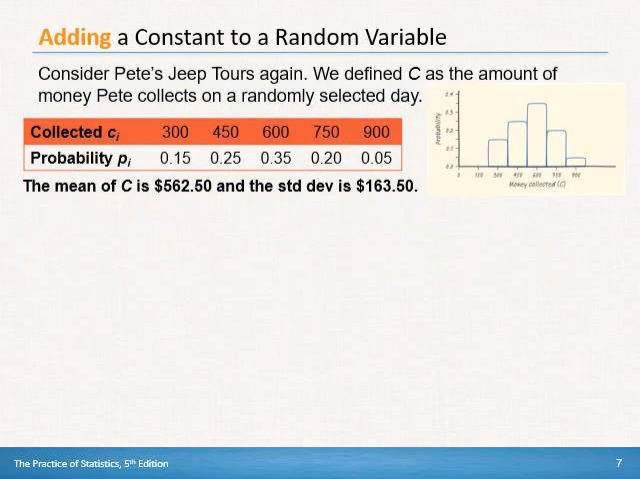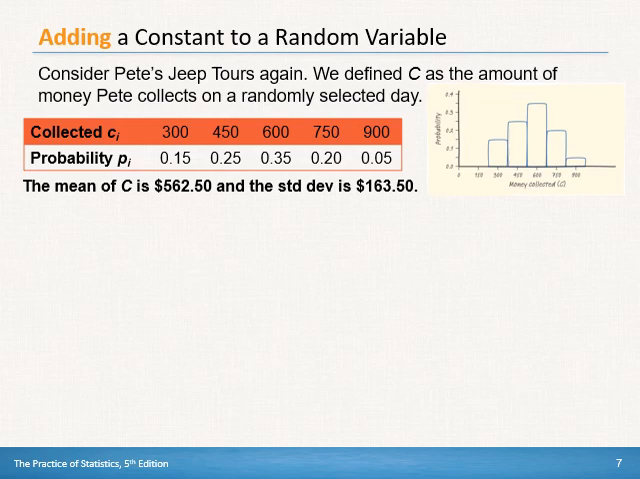All right, so that last slide was dealing with multiplying. Now let's talk about adding. We now know the distribution of the revenue he'd be bringing in, the random variable probability distribution for the revenue, or the money he collects. Here we've listed the mean and the standard deviation that we calculated on the last slide. So now let's talk about adding. In actuality, we're going to subtract.